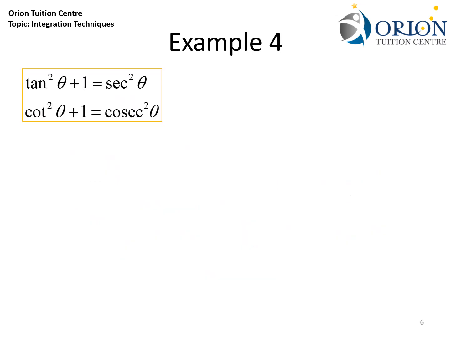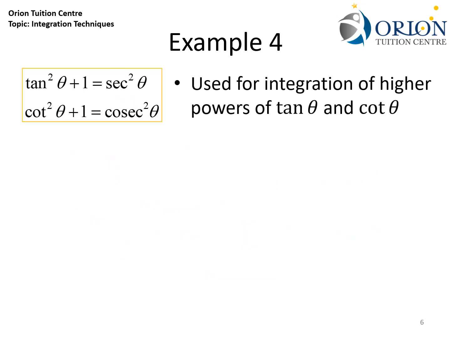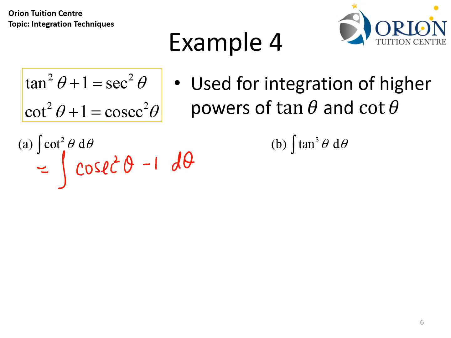The final set of trigo identities can be used for the integration of higher powers of tangent theta and cotangent theta. For example, to integrate cotangent square theta, we can rewrite it as the integration of cosecant square theta minus 1. And we can integrate both of these terms very easily. For cosecant square theta, we will end up with negative cotangent theta, and for 1, we simply get a theta and have a plus c at the back.